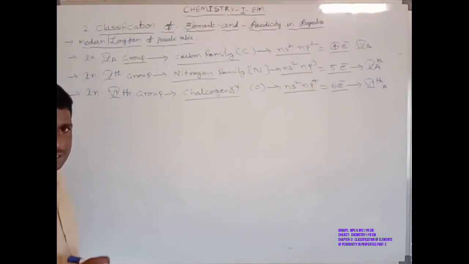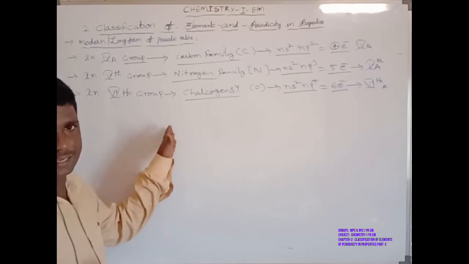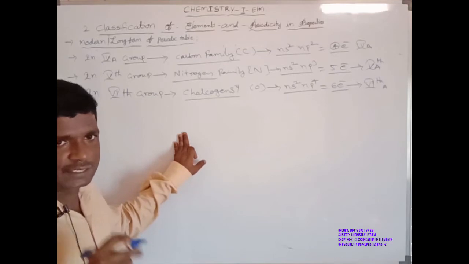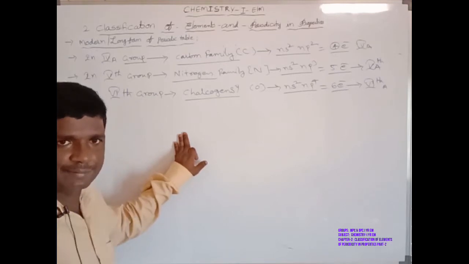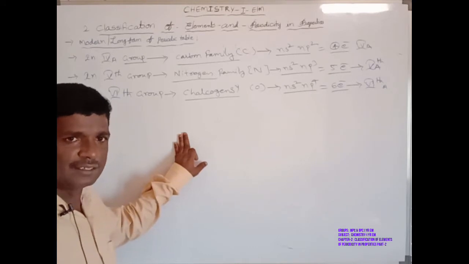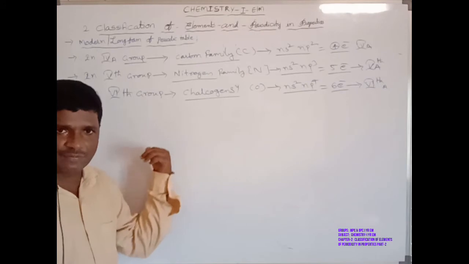The 5A group elements are also called the nitrogen family. The 4A group elements are also called the carbon family. The 1A group is also called the alkali metals. The 2A group elements are also called the alkaline earth metals. The 3A group elements are also called the boron family.